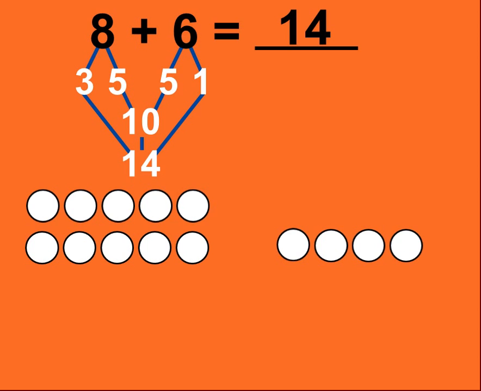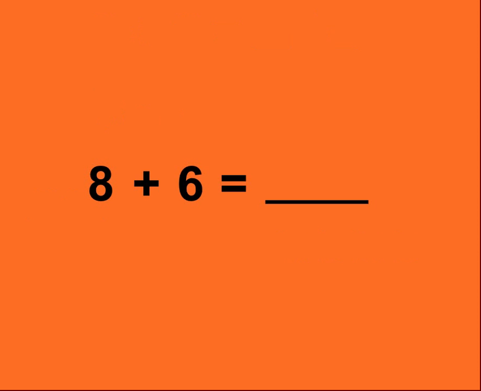The problem with this method is that then numerically, you would not want children to take a 5 from each number to make a 10, and then put the 3 and 1 together to make 14. This makes what's normally an easy problem quite complicated.